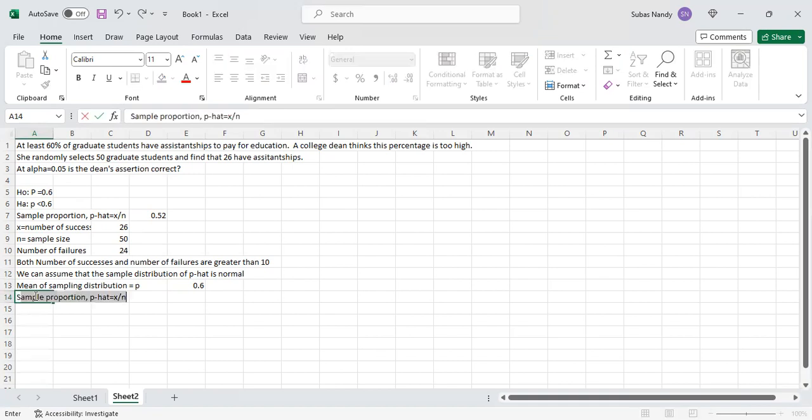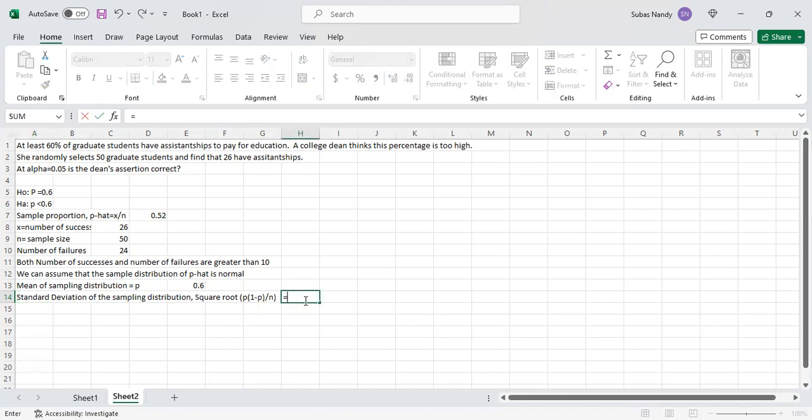And our standard deviation of the sampling distribution, which is given by this formula, is the square root of P times 1 minus P divided by N. That is the standard deviation of the sampling distribution.